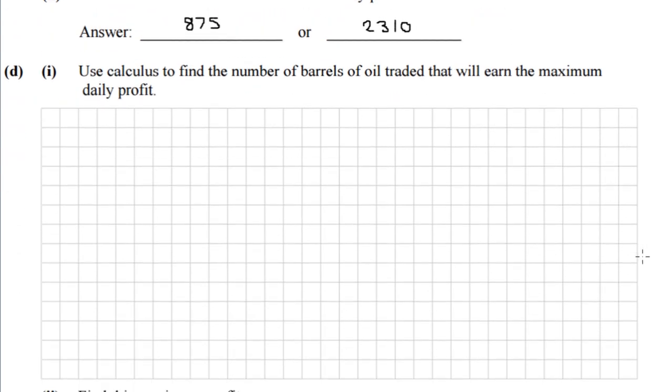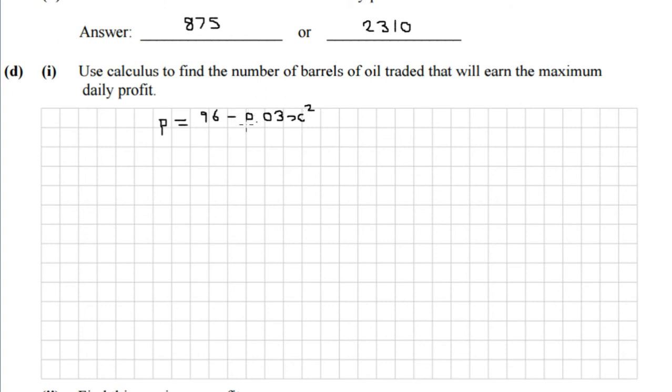So then in part D here it says use calculus to find the number of barrels of oil traded that will earn the maximum daily profit. Now, we want to maximize profit. So the profit function again was 96x minus 0.03x squared. So I want to maximize this.